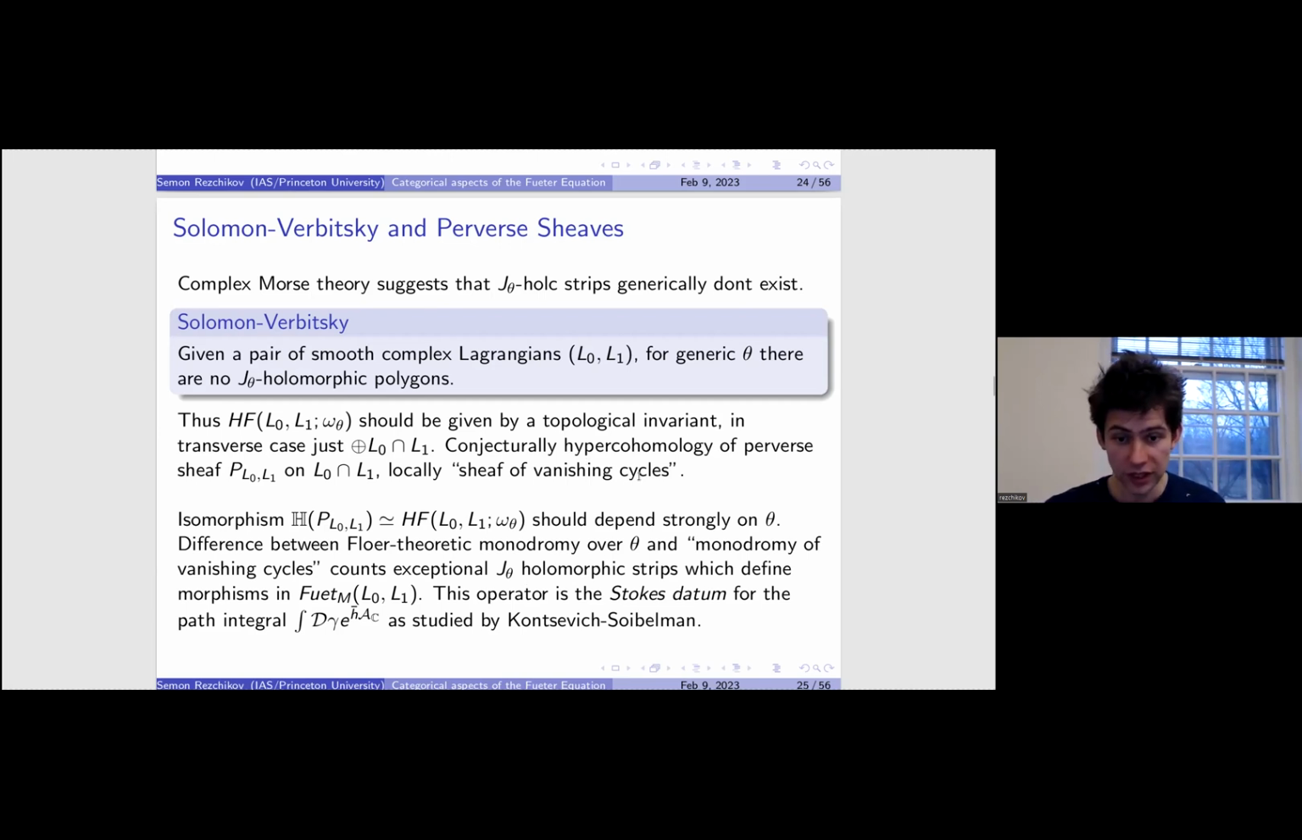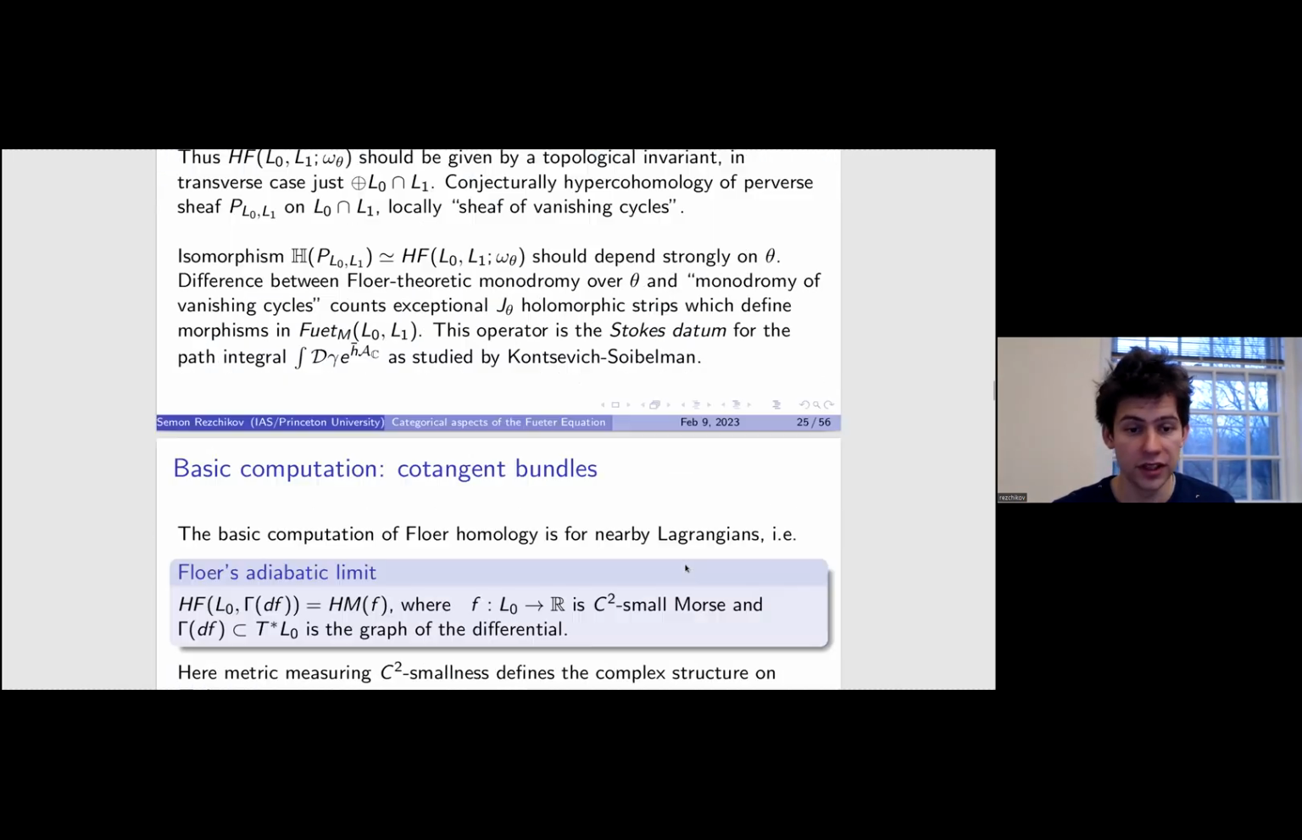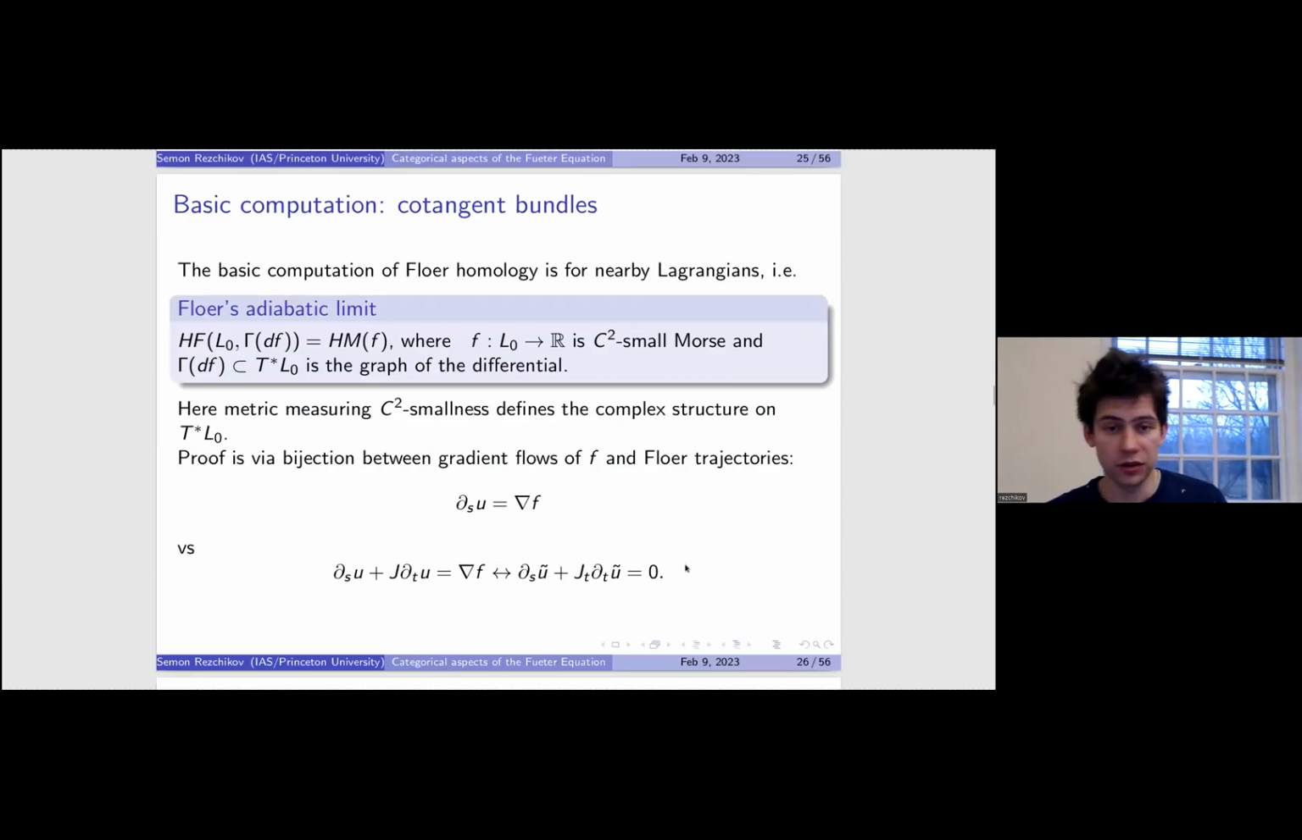And that operator, the difference between this sort of algebraic monodromy and the sort of Floer theoretic monodromy, is supposed to be the Stokes datum for this path integral that was studied by Witten and Gukov, et al. Okay, so that's some stories. So now let's get to what we did.